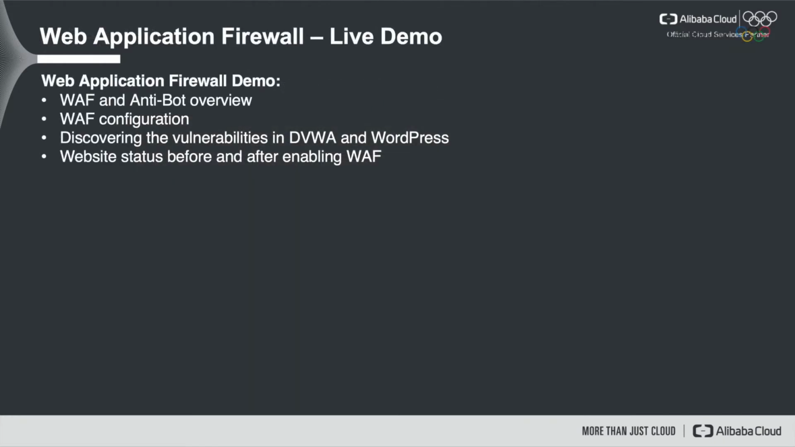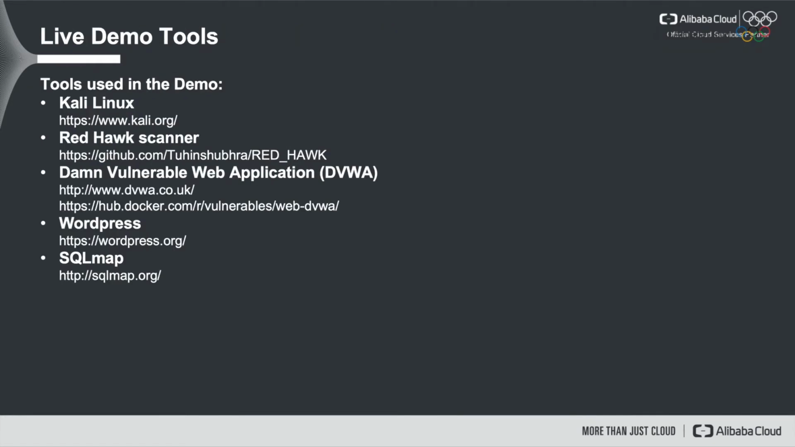In the Web Application Firewall live demo, we will cover Web Application Firewall configuration. We will discover the vulnerabilities in the DVWA and WordPress. We will check the website status before and after enabling Web Application Firewall. The tools used in the demo: for the scanning, we will use Kali Linux, Red Hawk scanner, then the vulnerable web application DVWA. It will be a Docker image, WordPress, and SQLmap.